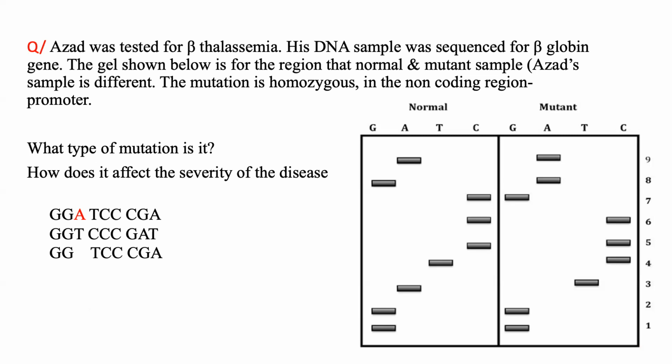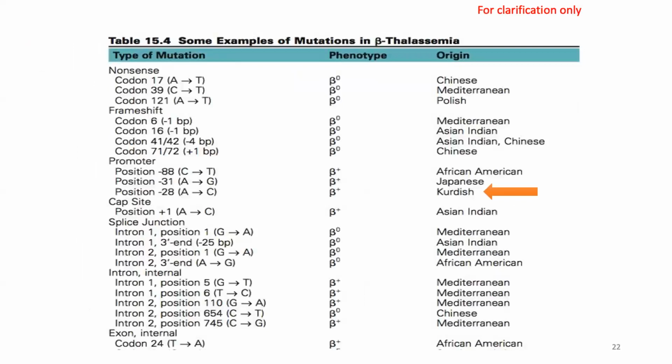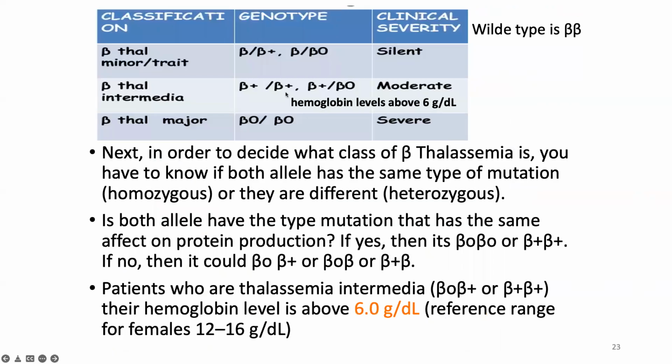Because it's in the non-coding region, we cannot say it's frame shift, because there will be no amino acid code there. Because it sits in the promoter region, mostly it will be beta plus. And beta plus means it wouldn't be very severe. It's thalassemia intermediate to beta plus, because the patient is homozygous for the mutation. So it's moderate. Okay.